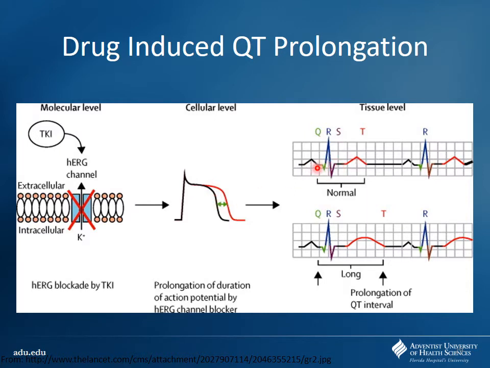So again, if you're looking at your normal EKG, you'd see atrial depolarization, ventricular depolarization, followed by ventricular repolarization. And so essentially, this QT interval is that period that it takes for the ventricles to depolarize and eventually repolarize, so it can get set up for a new contraction.